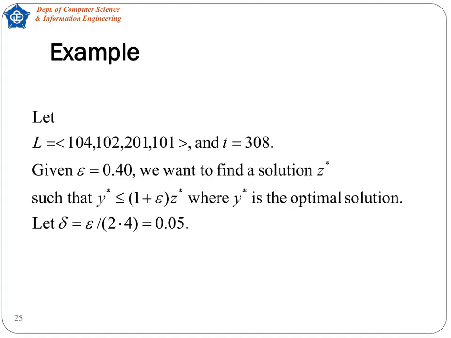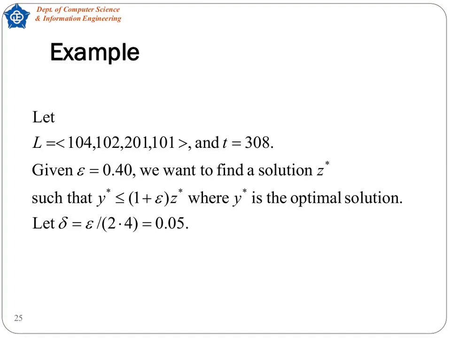Imagine we have the list L equals 104, 102, 201, 101, and a target sum T equals 308. We'll set our error tolerance to epsilon equals 0.40, meaning we want to find a candidate z* so that the true optimal sum y* never exceeds 1 plus epsilon times z*, i.e., y* is less than or equal to 1.4 z*.